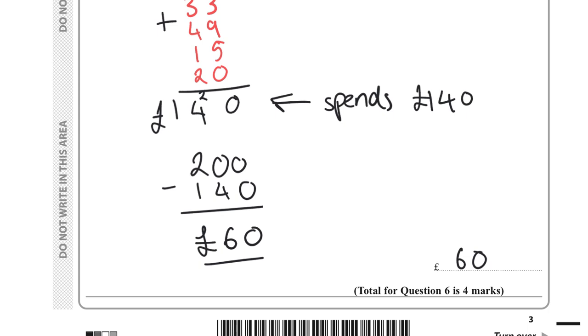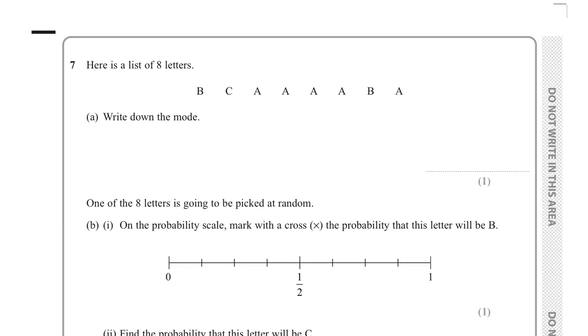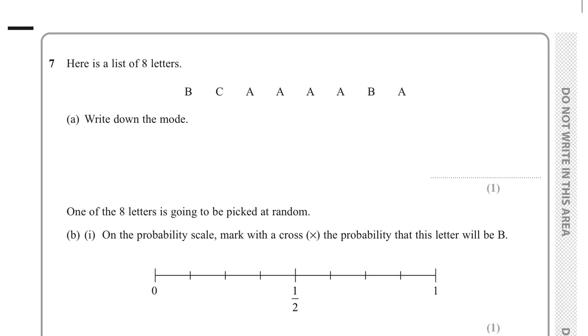Alright, so with these wordy ones, I'd recommend if you've got a highlighter or something, just some way to annotate it, because that makes it a lot easier in the long run. Alright, onwards and upwards. Okay, list of 8 letters, and we're being asked to write down the mode.